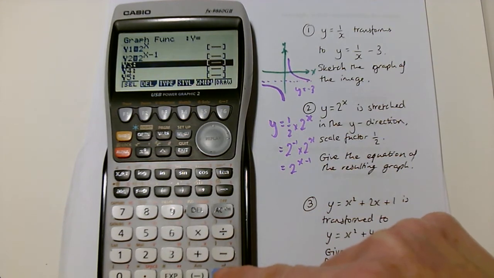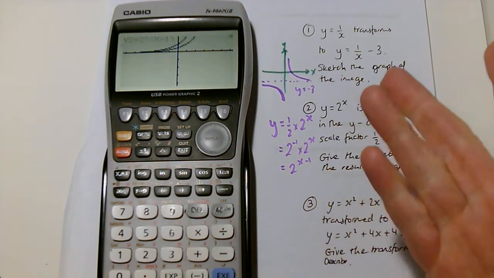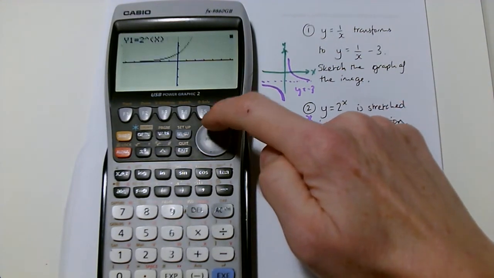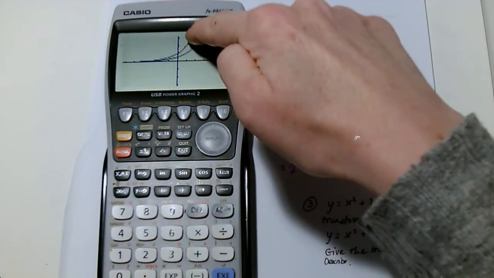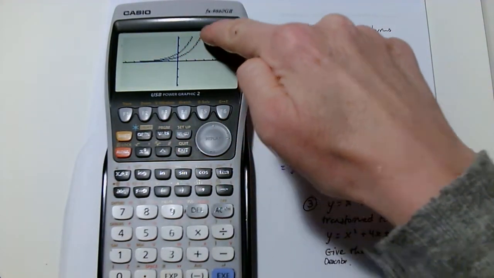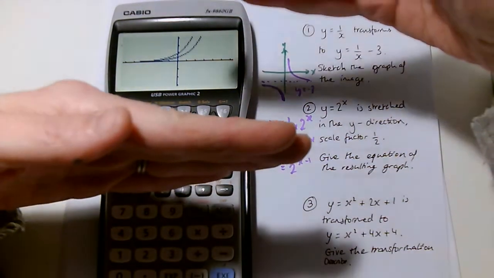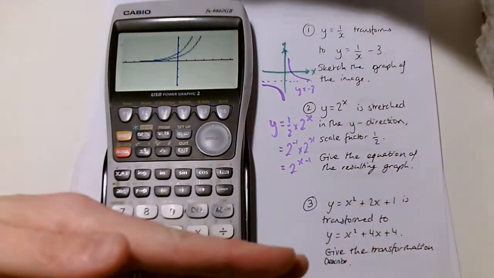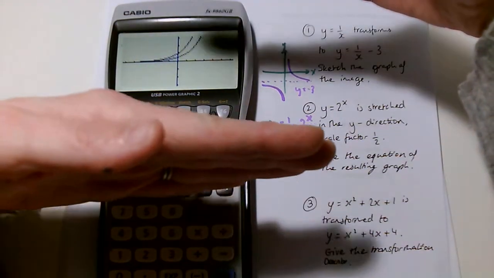Okay, and now we're going to draw the first graph and the second one. We can't see them very well, so I'm going to scroll up a bit. Okay, so the first one was the steeper one, and the second one is the flatter one, as if I've squashed it towards the x-axis. So in the y direction I've stretched it, which makes sense. Okay, scale factor of half.